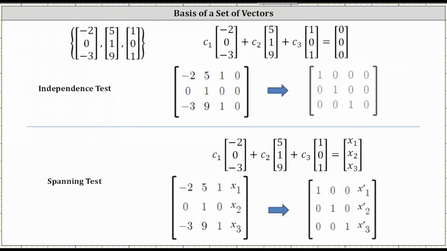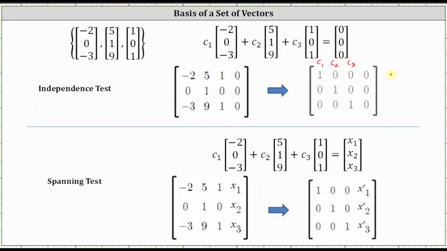And again, we'll show both tests. For the independence test, we have linear combinations of the given three vectors equals the zero vector. The next step is to form the augmented matrix, and then write the augmented matrix in reduced row echelon form. Again, labeling the columns C sub 1 through C sub 3.